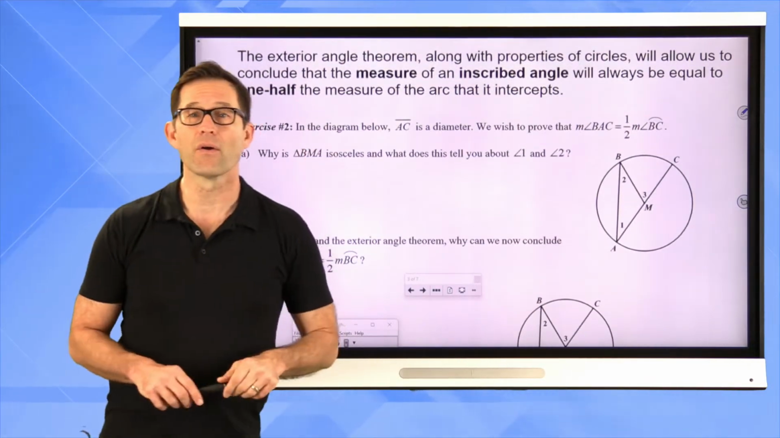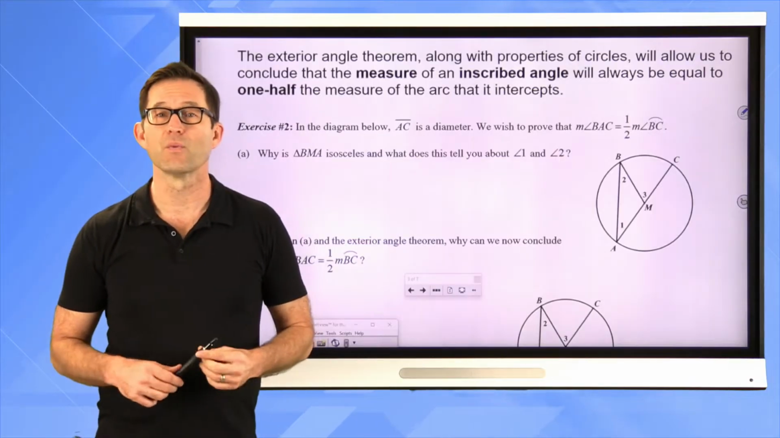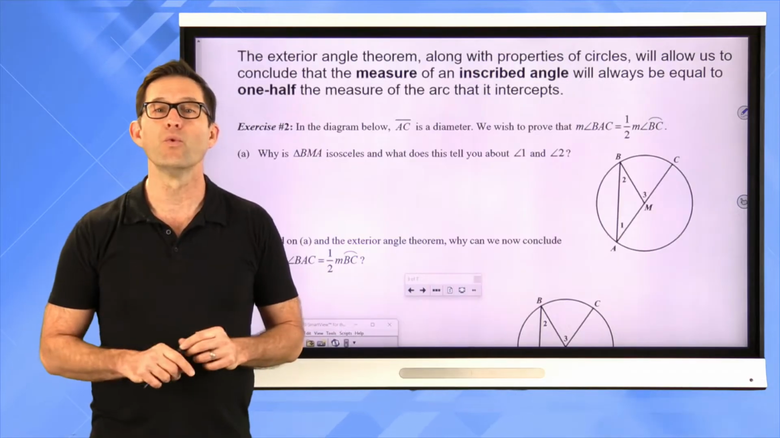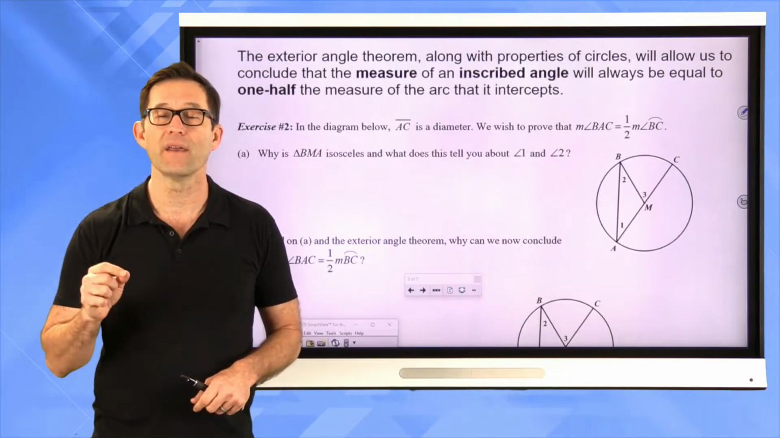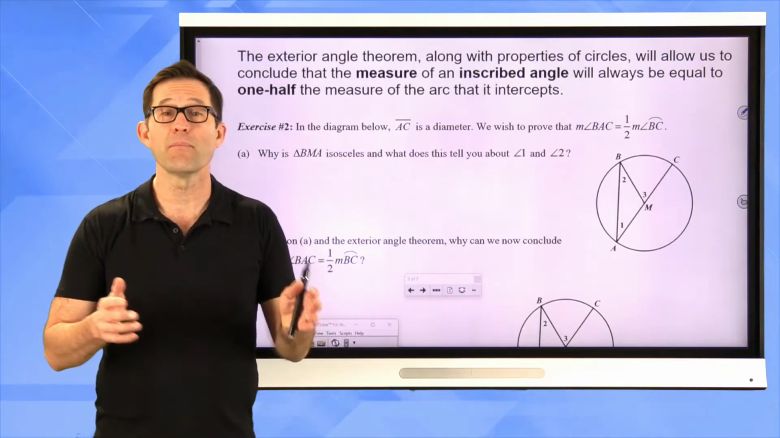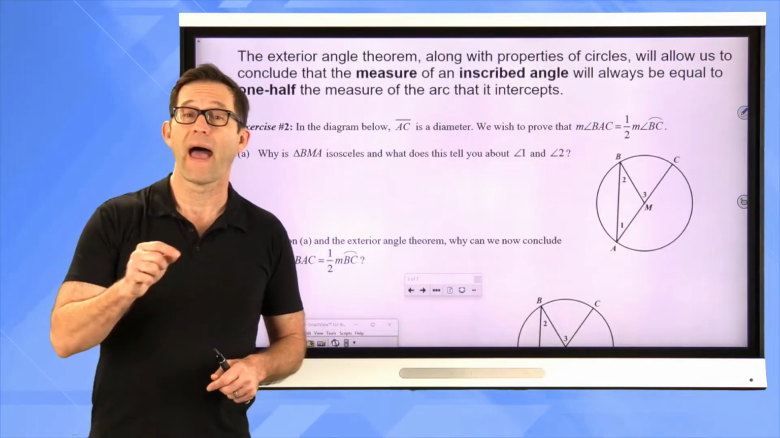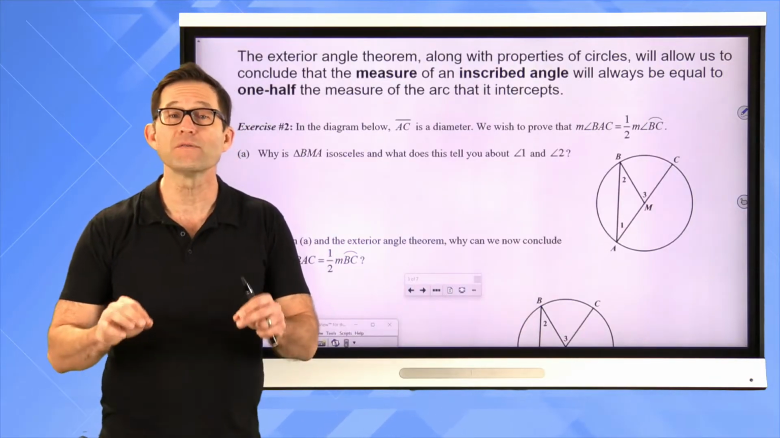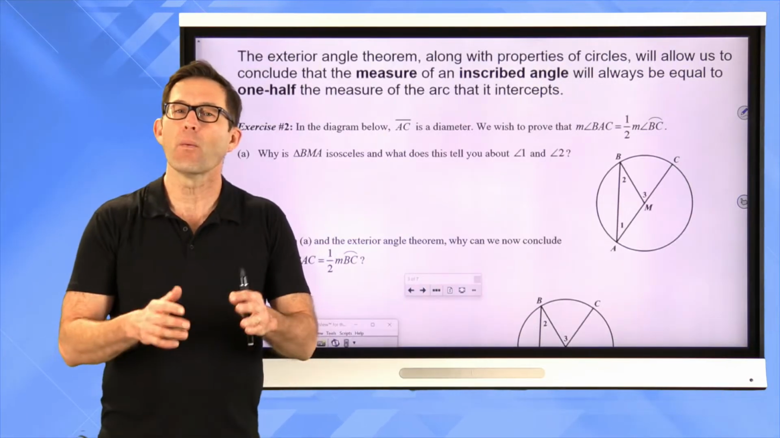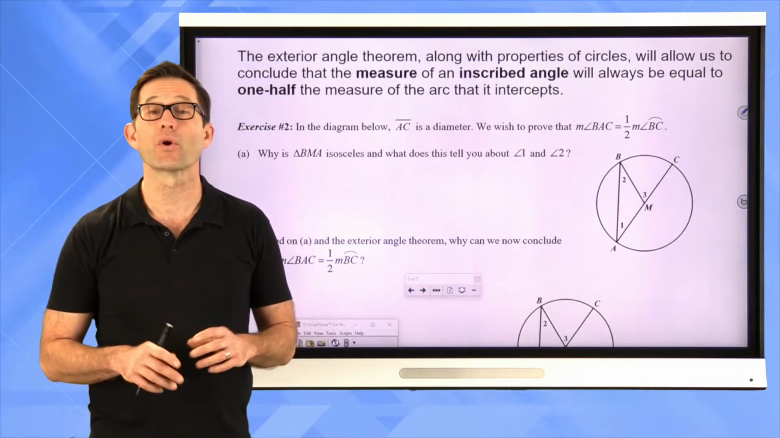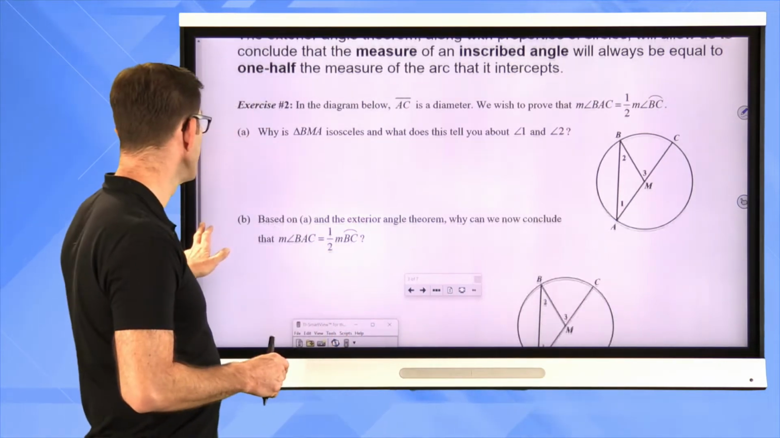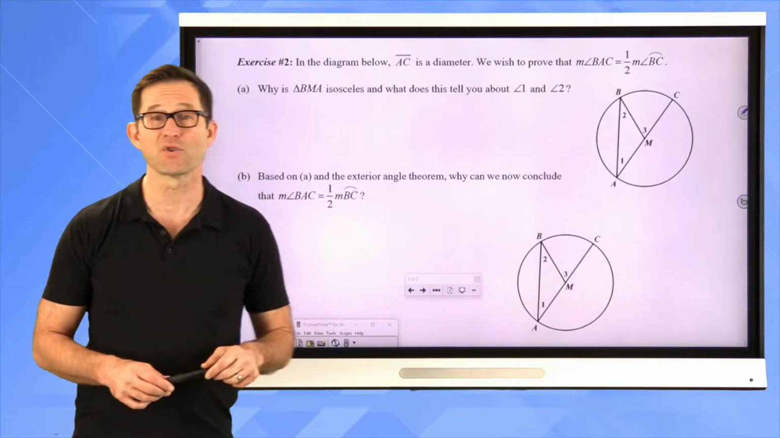The exterior angle theorem, along with properties of circles, will allow us to conclude that the measure of an inscribed angle will always be equal to 1/2 of the measure of the arc that it intercepts. It's remarkable. When I intercept an arc with a particular inscribed angle, how large that inscribed angle is will always be exactly 1/2 the measure of the arc that it intercepts. Now in the next two exercises, we're going to prove that theorem. But let's start off with exercise 2 and prove it in a very special case.